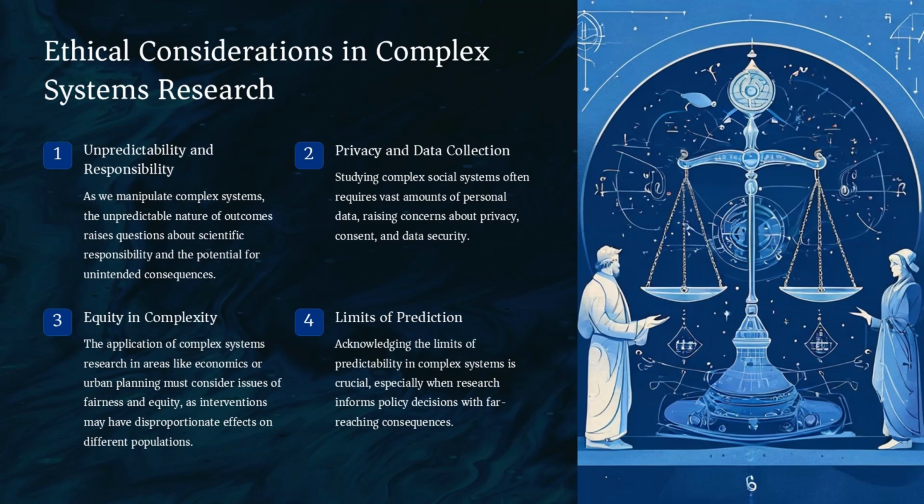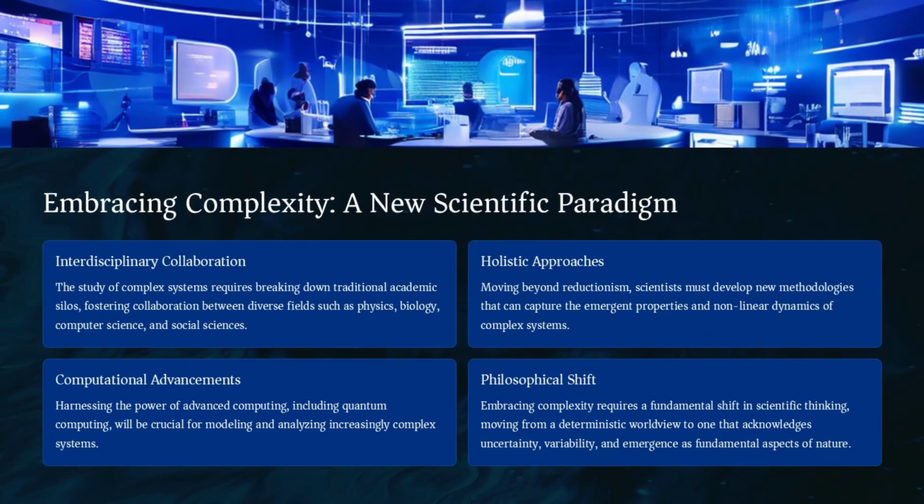Embracing complexity requires interdisciplinary collaboration, breaking down traditional academic silos. Moving beyond reductionism, scientists must adopt holistic approaches that account for emergent properties and nonlinear dynamics. Harnessing advanced computing and quantum technologies will be crucial in studying complex systems and embracing uncertainty as a fundamental part of nature.